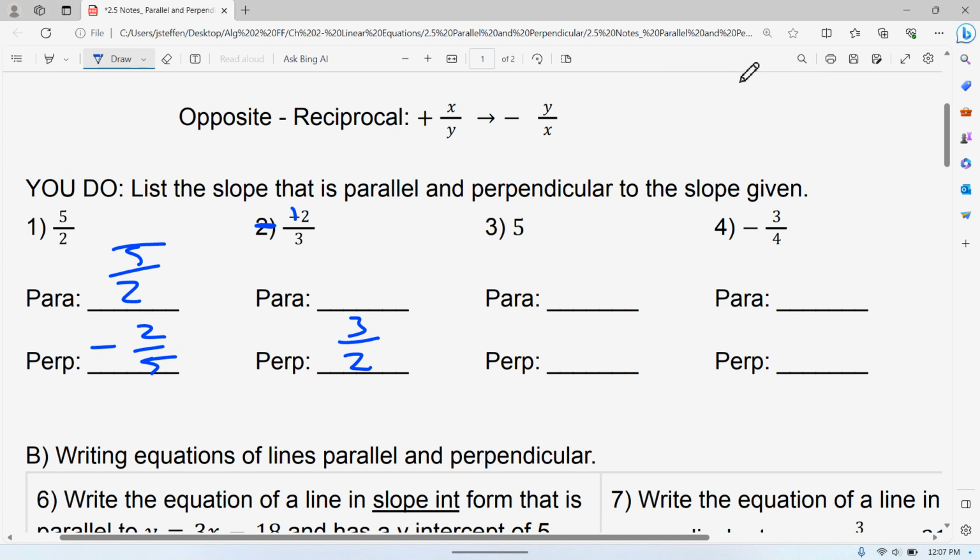Picking up where we left off, if it is parallel, it's the same slope. -2 over 3.